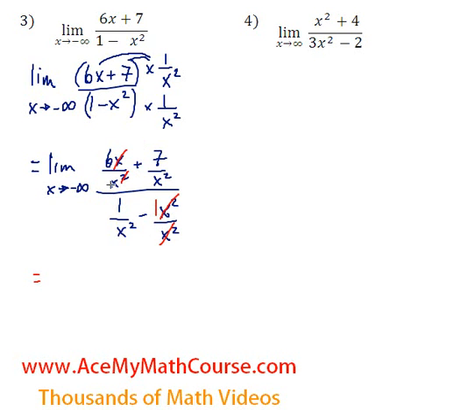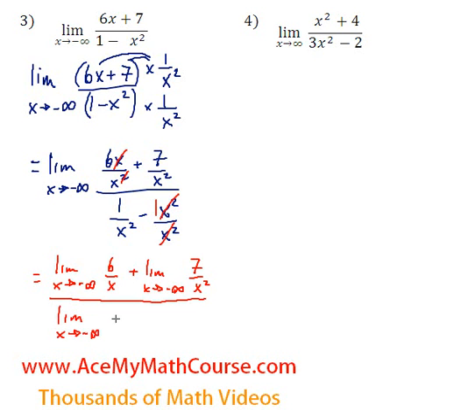Now it's time for us to split up the limit according to limit laws. Here's what I'll do. I'll have the limit as x approaches negative infinity of 6 over x, plus the limit as x approaches negative infinity of 7 over x squared, all over the limit as x approaches negative infinity of 1 over x squared minus the limit as x approaches negative infinity of 1.